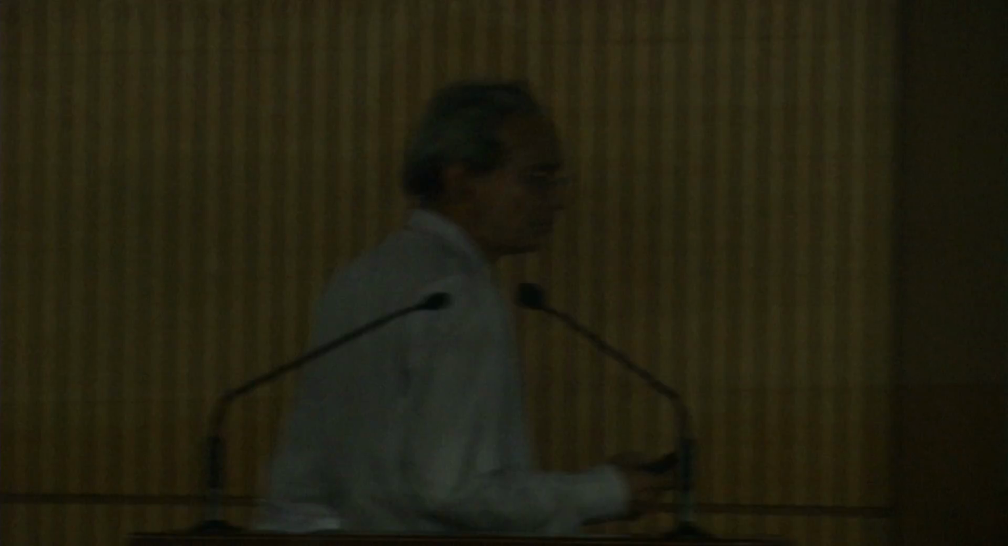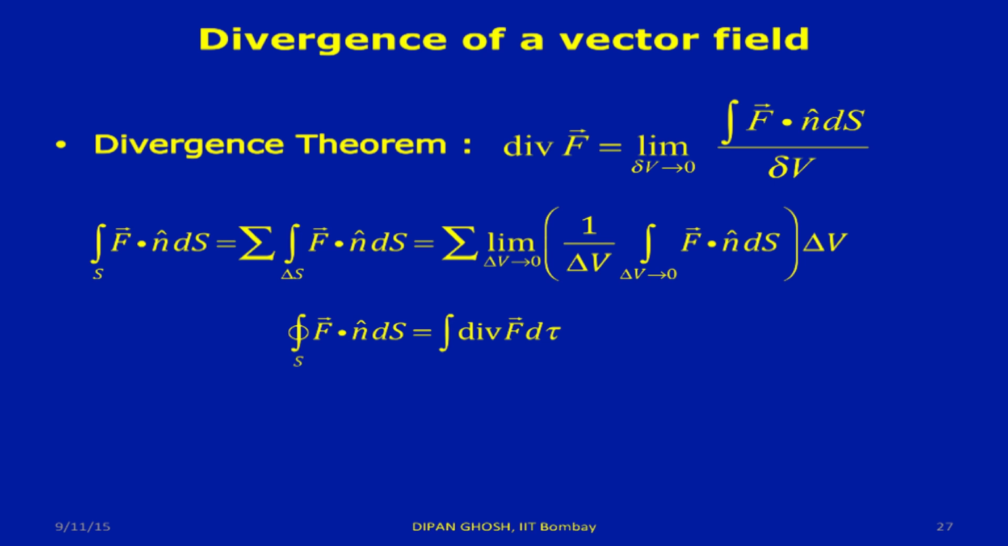Now remember I talked about the divergence definition being this. So therefore, if you write down what F dot n dS is, you can simply write it as divergence of F dV.